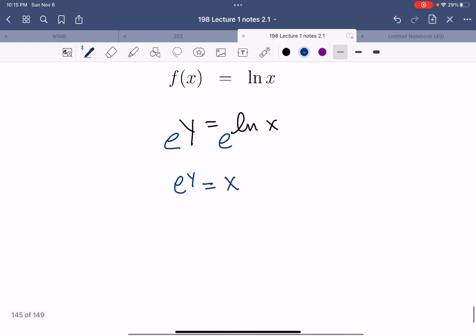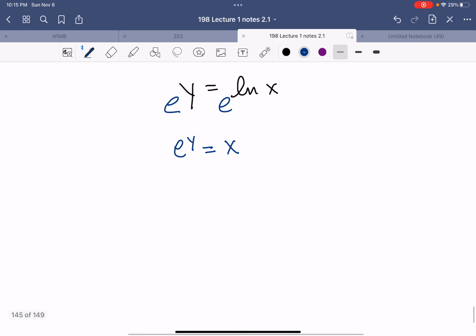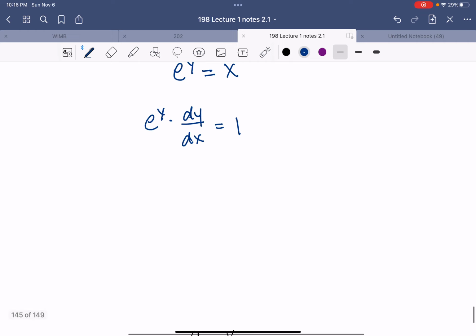Then I can take the derivative of this using implicit differentiation, right? Notice that my y is now buried inside the function. So the derivative of e to the y is e to the y, but we have to differentiate the y that's in there, so times dy dx. And the derivative of x is equal to 1. If you divide both sides by e to the y, this is 1 over e to the y.